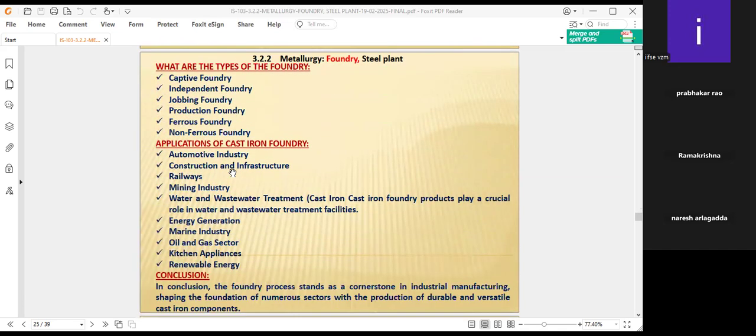Coming to the last but not least, these are the different types of foundries: captive foundry, independent foundry, jobbing foundry, production foundry, ferrous foundry, and non-ferrous foundry. We are not going too deep into this. As a safety officer, we should know the types of foundry. This is extra information to us, wherever necessary we can apply it to inform the trainees or the employees.